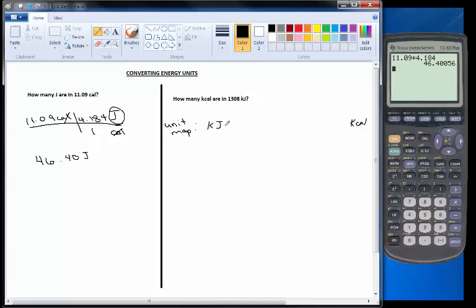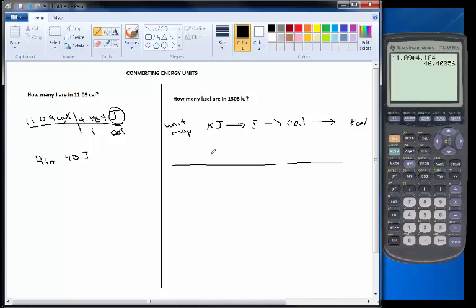We know that there is a relationship between kilojoules and joules, so that will be one step in our conversion. We know from the previous problem and from our book that there's a relationship between joules and calories, so that will be the next step in our unit map. And we also know that there's a relationship between calories and kilocalories, so these are going to be the steps in our conversion.